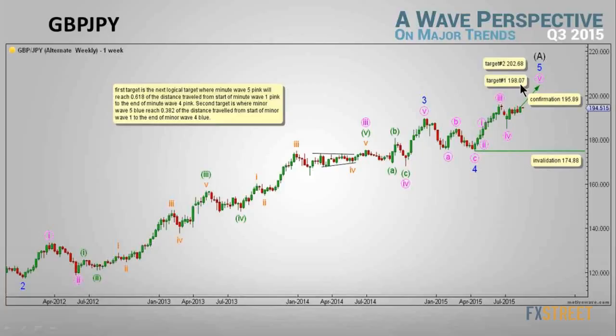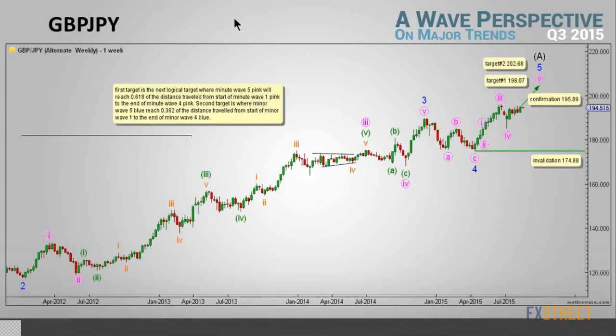As at that level, wave 5 pink will reach 0.618, the distance traveled from the start of wave 1 pink to the end of wave 4 pink. The second target and the second resistance level is at 202.68, as at that level, wave 5 blue will reach 0.382, the distance traveled from the start of wave 1 blue to the end of wave 4 blue.